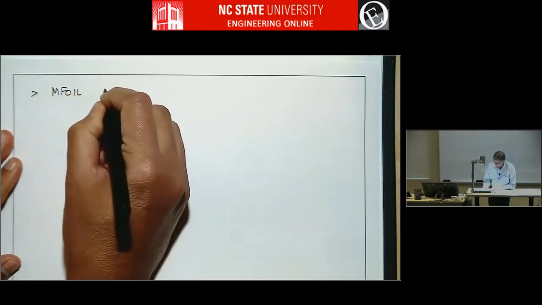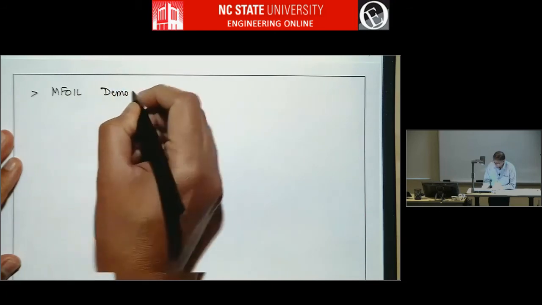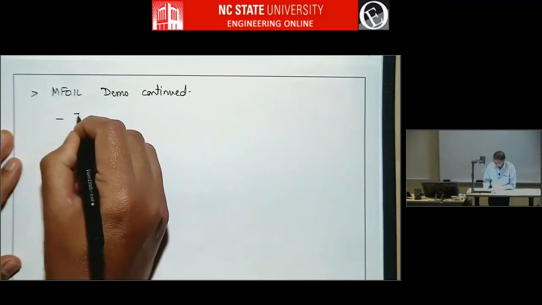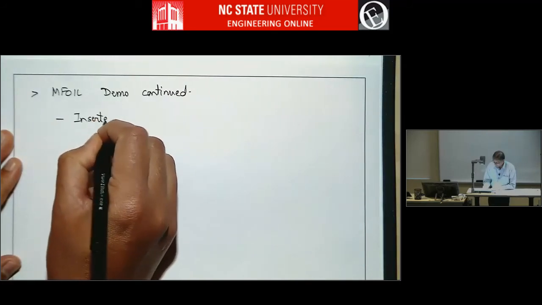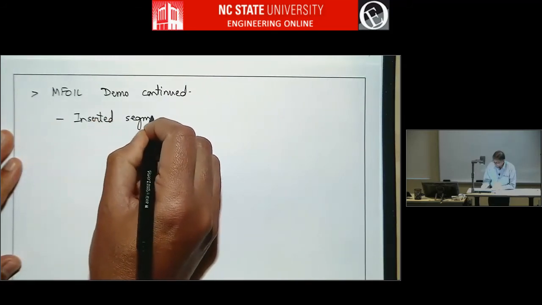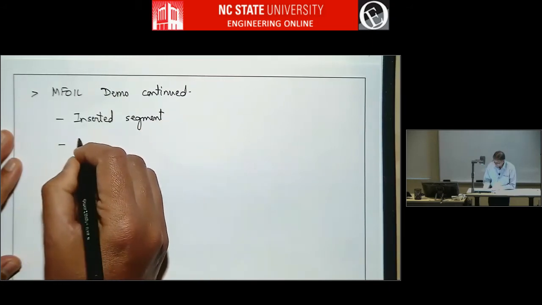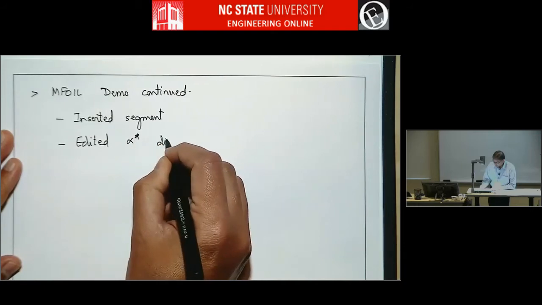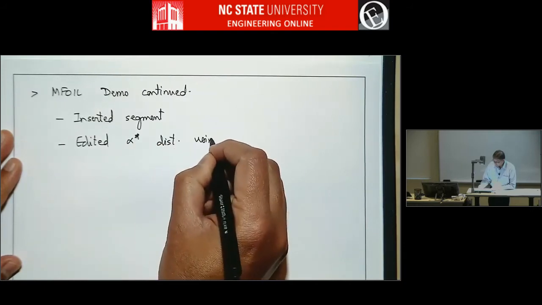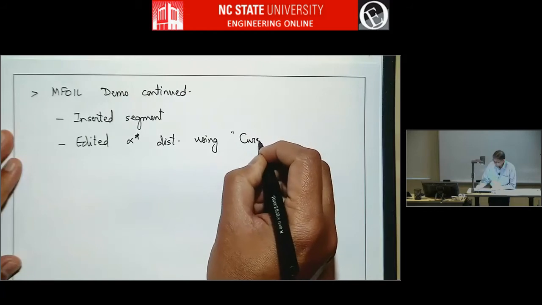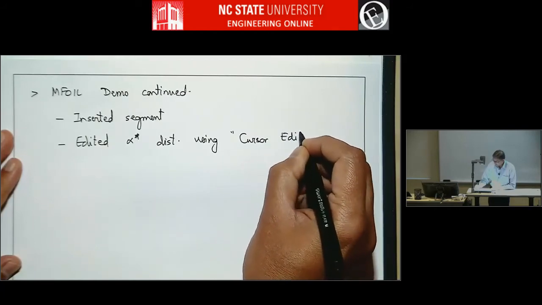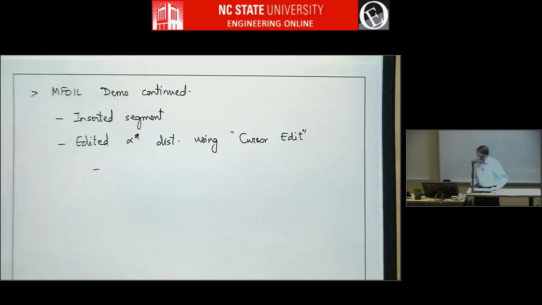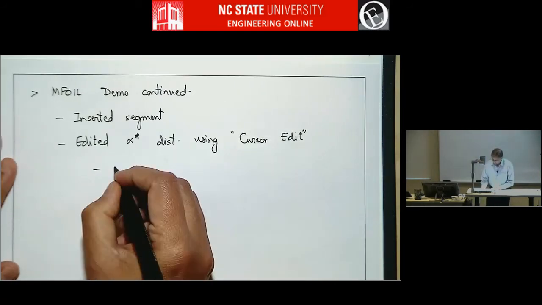So in the mfoil demo, we did these things. We inserted segments. We edited the alpha star distribution using cursor edit. This is going to take a little while to understand, but basically, you click on cursor edit.